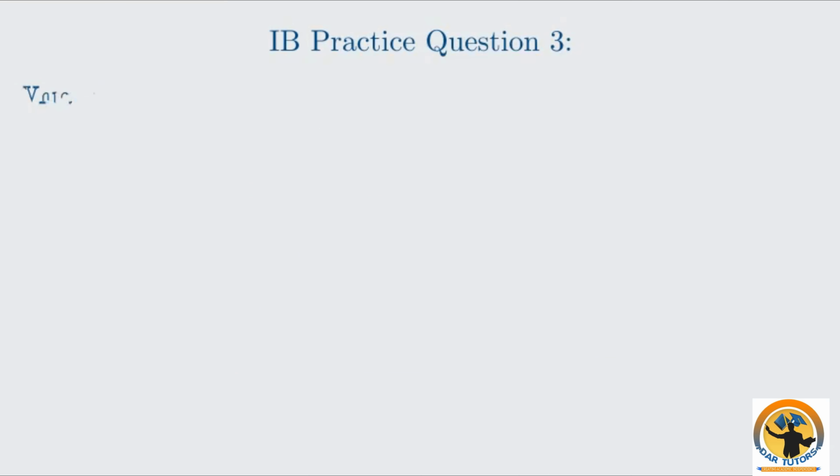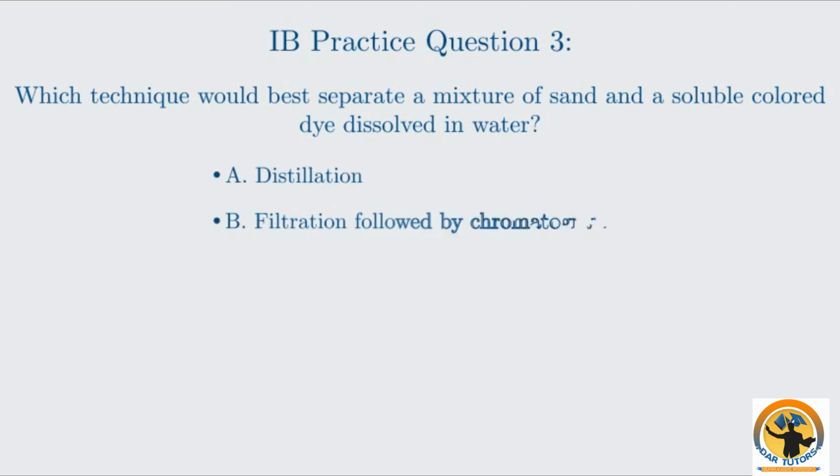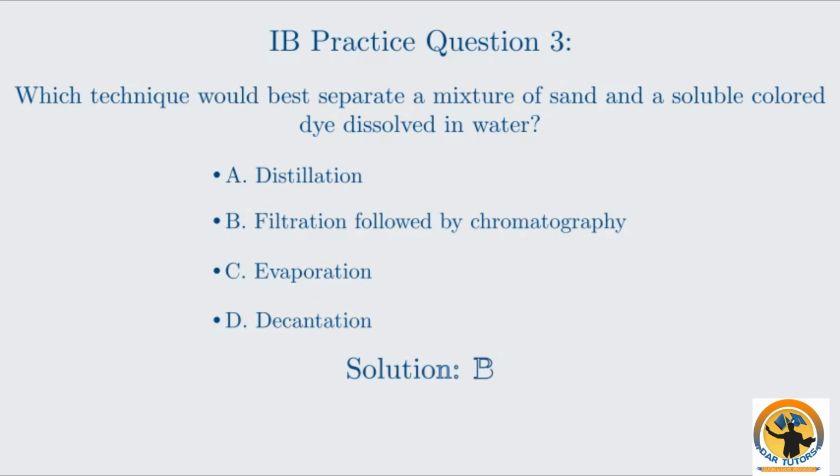Question 3. How would you separate the components of this mixture? Let's break this down. First, the mixture is heterogeneous because sand is insoluble. We can easily separate the solid sand from the liquid solution of water and dye by filtration. Filtration removes the sand as a residue. Now we are left with the filtrate, which is the homogeneous solution of the colored dye in water. Since the dye is colored, it is likely a mixture of different pigments. To separate these different components, we would use chromatography.